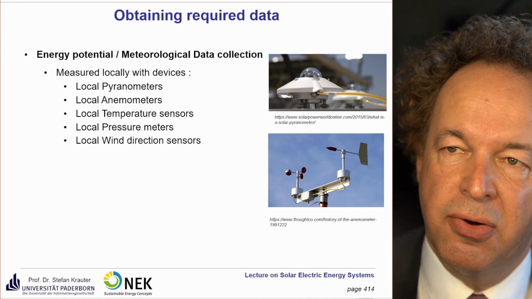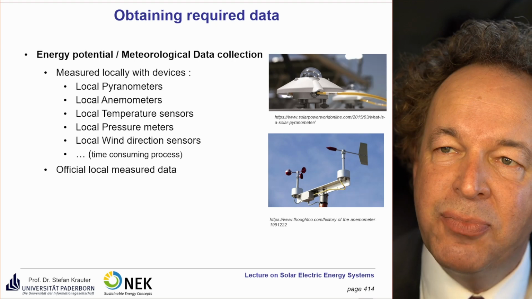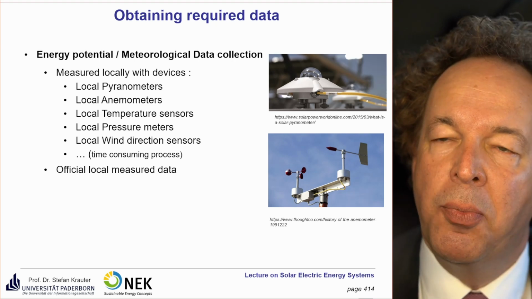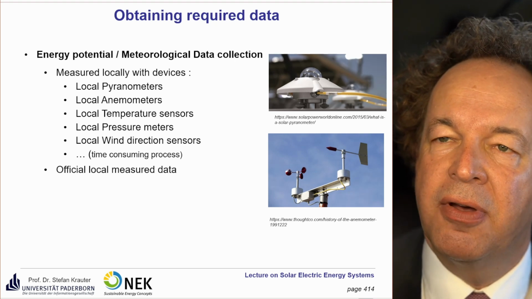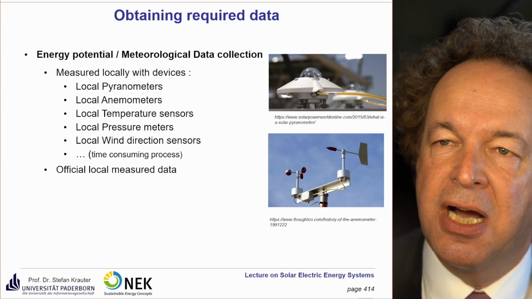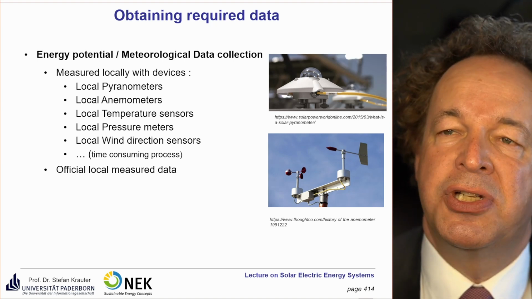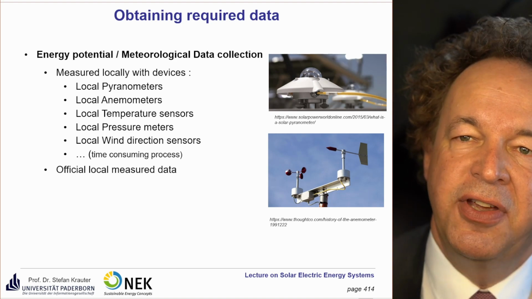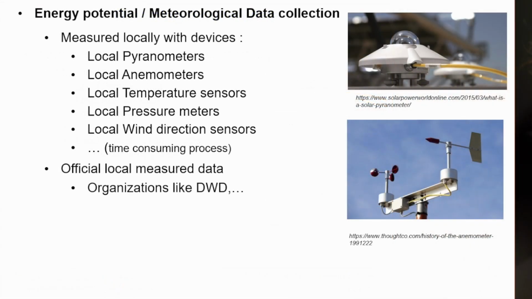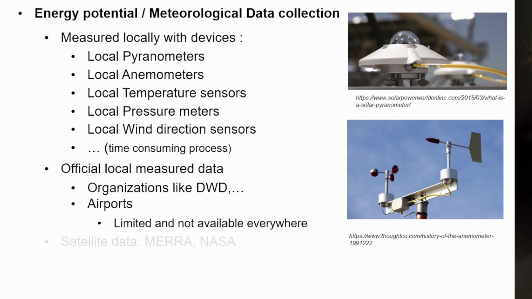Wind direction sensors, in general, are a time-consuming process. The minimum is at least 1 year to carry out the measurements to take account of the seasonal effects. Best would be a whole decade of measurements, or at least 5 years. Organizations which do that are the German Weather Service, but also many international weather services, or you would use satellite data or data from airports, which are quite limited and not available everywhere.